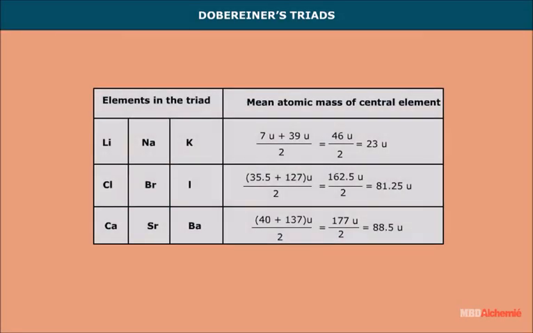Dobereiner attempted to arrange the elements with similar properties in groups of 3 called triads. The middle element had the average atomic mass of its predecessor and successor elements, but all the known elements could not be arranged in this way.